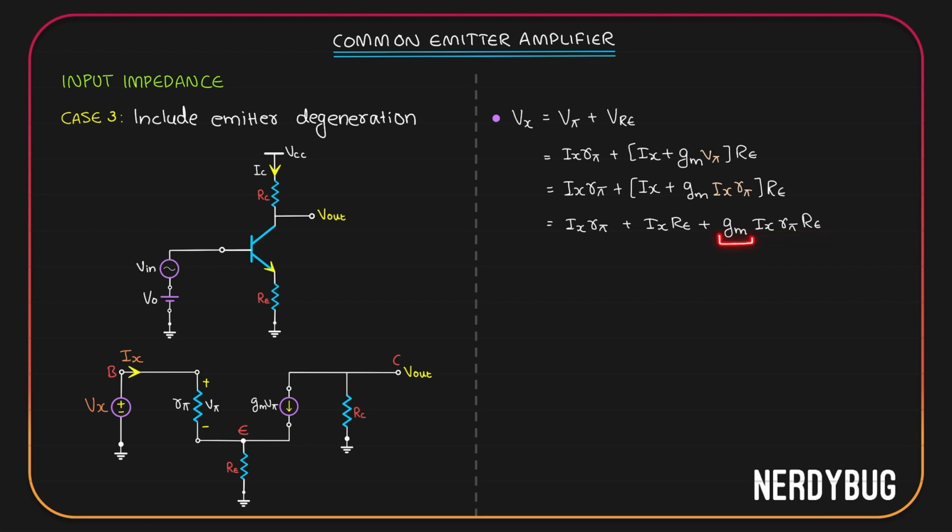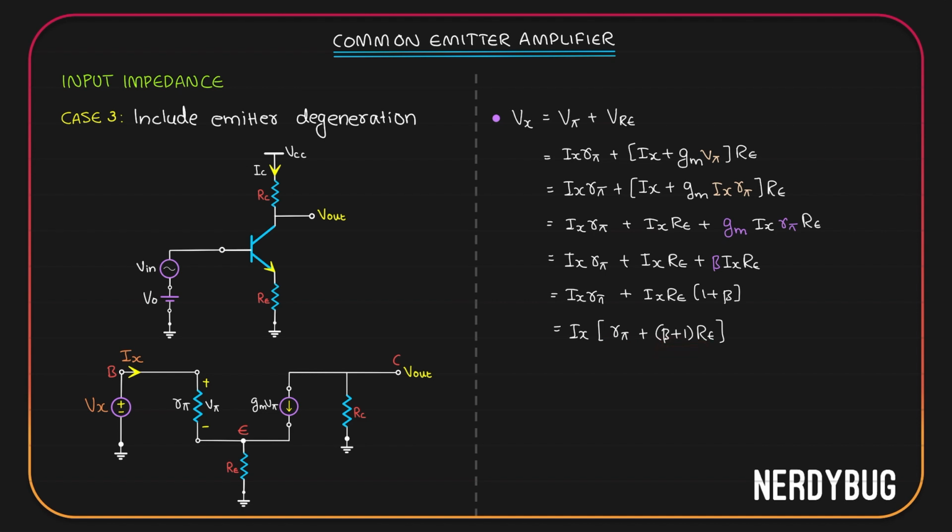What is gm multiplied by R pi? It is beta. So let us replace it by beta. Now we have Ix R pi plus Ix Re plus beta Ix Re. In both these terms, we have Ix Re. So we can write it as Ix Re multiplied by 1 plus beta. Again, here we have Ix, here also we have Ix. Let us take Ix out in common. That gives us Ix multiplied by R pi plus (beta plus 1) Re.